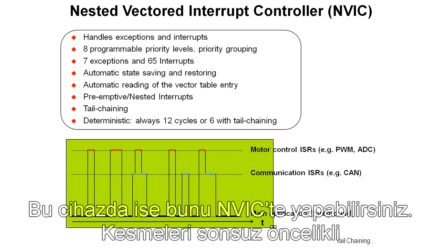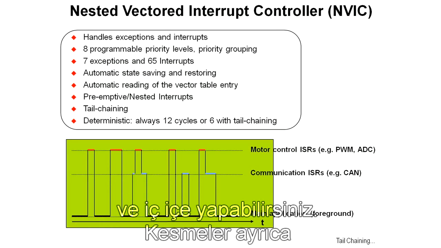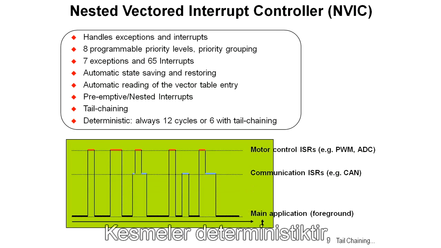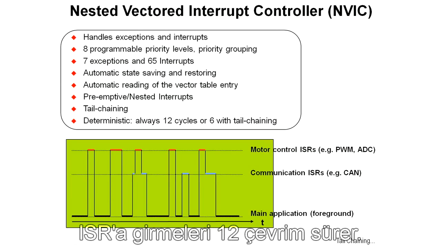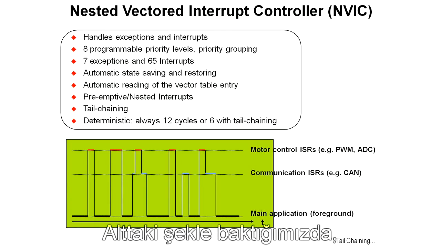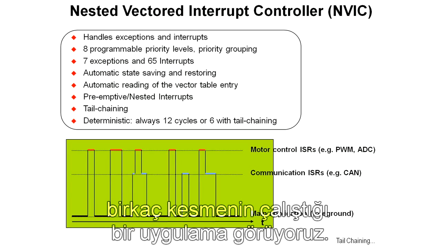You can make interrupts preemptive and you can nest them. Interrupts can also be tail chained, which is something I'll explain in the next few slides. Interrupts are deterministic. They're always 12 cycles before they actually hit the interrupt service routine, or 6 cycles if they're tail chained.